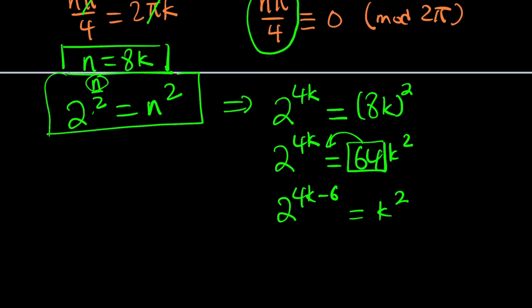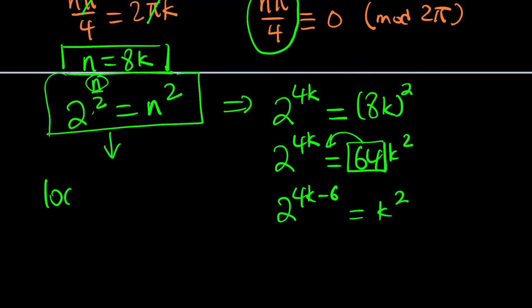And at this point, it's kind of like guesswork, don't you think? You're basically going to be looking for some number that will give you a perfect square when you raise 2 to the power 4k minus 6. So that's one way to approach it. Another way to approach it is going with this directly and using logarithms. Let's go ahead and take a look at that.